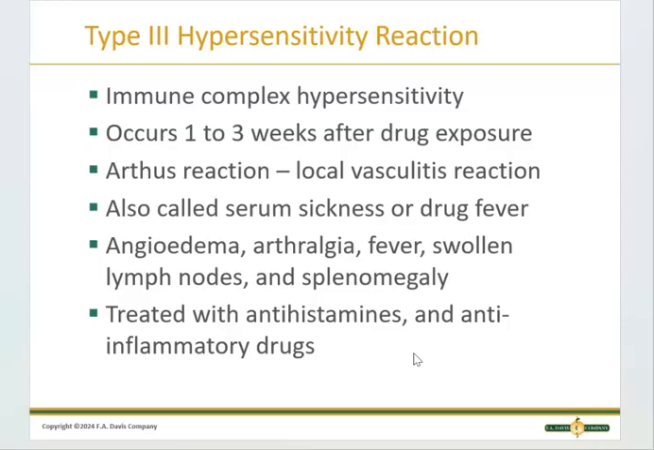But if you've had the reaction, it is 10 years. Otherwise, it's typically 3 to 5 years we think about getting that again. They can cause then arthralgia, swollen joints, swollen lymph nodes, or even an enlarged spleen. And you treat them with antihistamines and anti-inflammatory drugs.